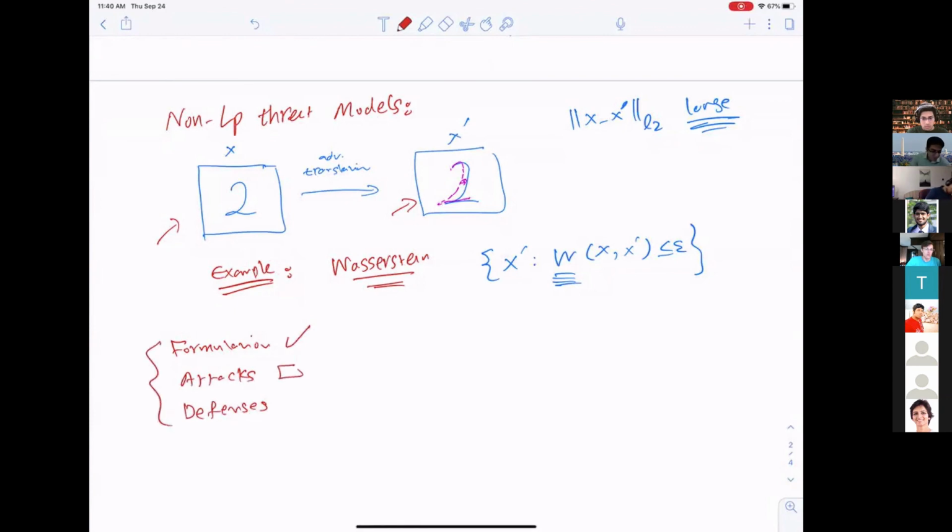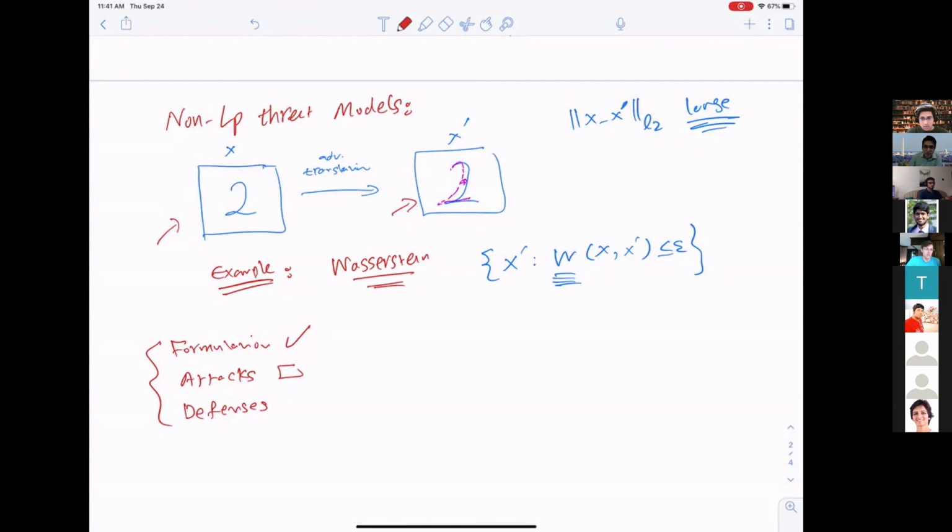All right, so I see a few questions. Let me pause and see what the questions are. Yeah, here we are making a separation between misclassification error and adversarial example, right? So X is not misclassified. Here X is correctly classified, but for X prime, the label is going to be different from the label that we have for X.